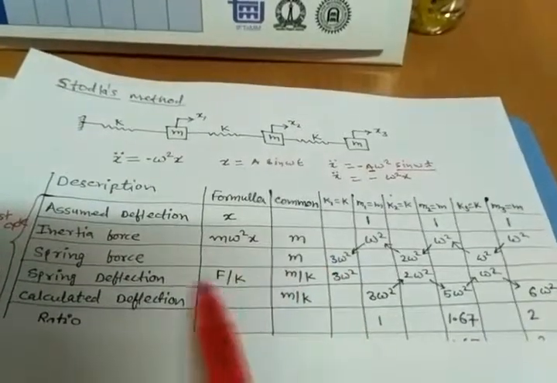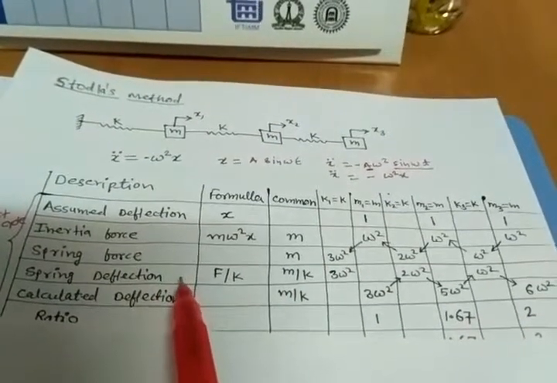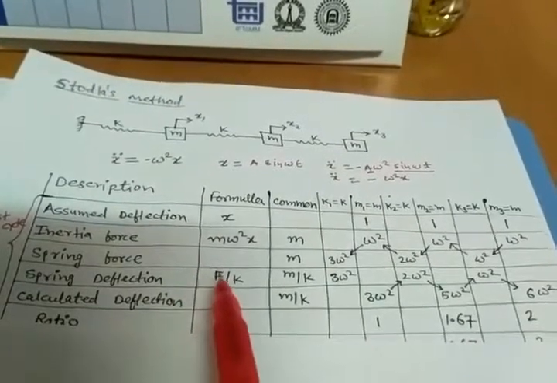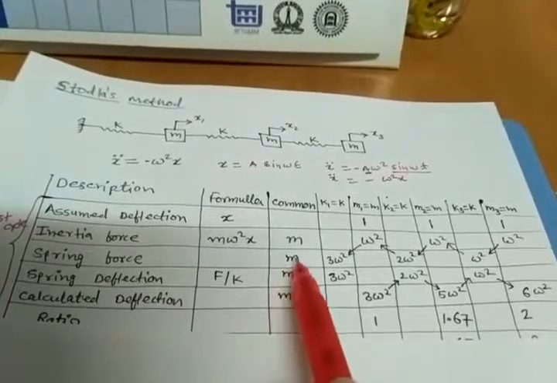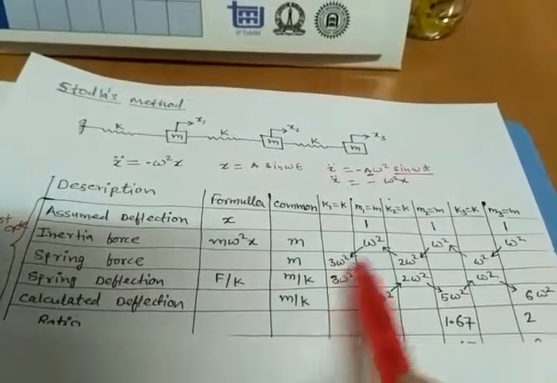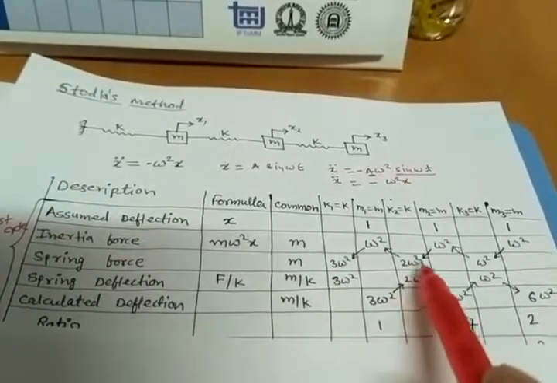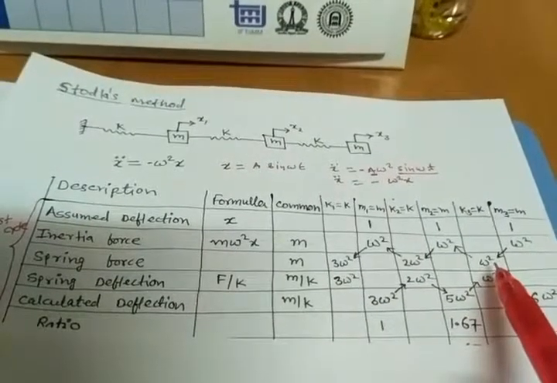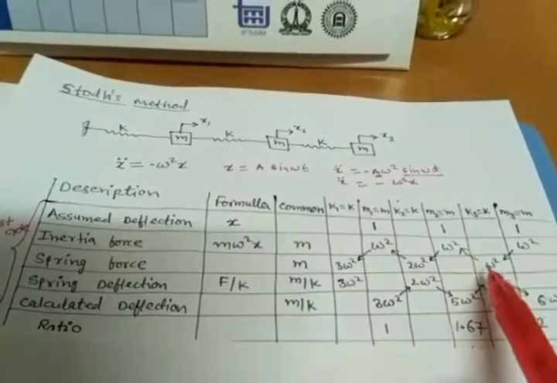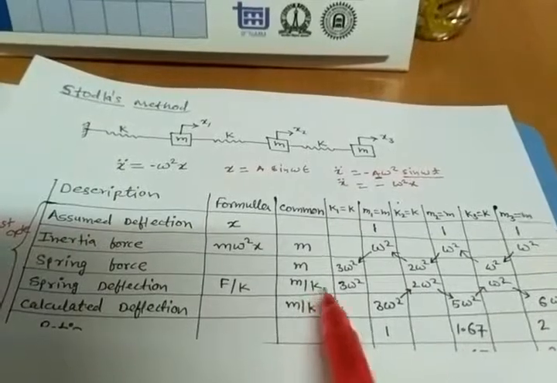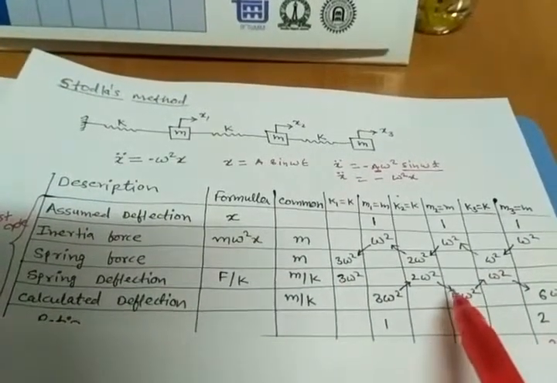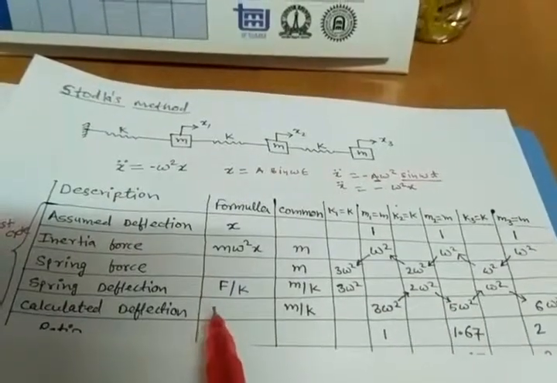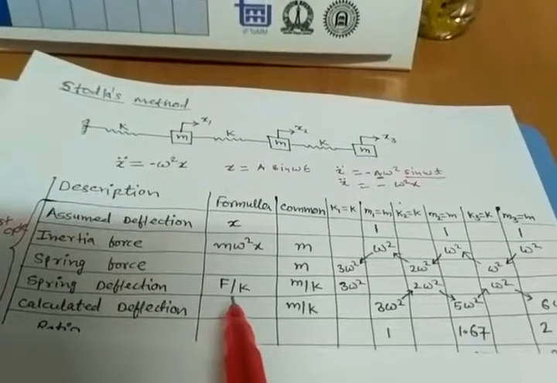After that, the next row is for spring deflection. We know that deflection is F by K. So this is our force F, like m into 3 omega square, this is m into 2 omega square, and this is m into omega square. I will divide this by K. So m by K I will keep outside, and this is 3 omega square, 2 omega square and omega square.